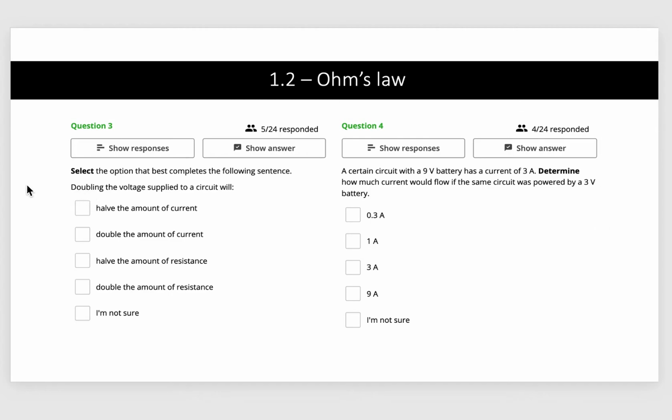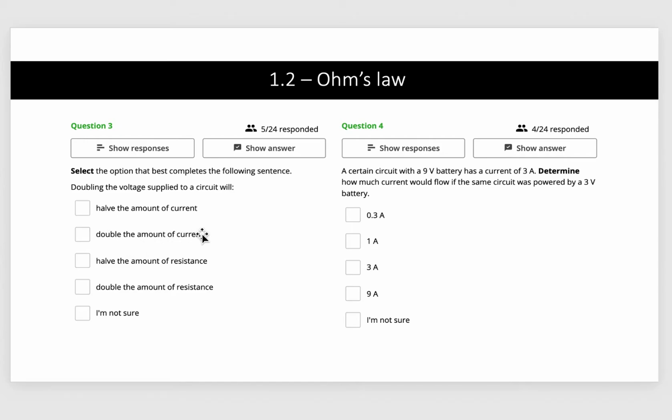This is from 1.2 Ohm's Law, and we're going to be looking at question 3 and question 4. Question 3 says, select the option that best completes the following sentence. Doubling the voltage supplied to a circuit will halve the amount of current. That's definitely not the case, because when you double the voltage, you're doubling the force, and that means you're doubling pretty much the push of electrons through the circuit.